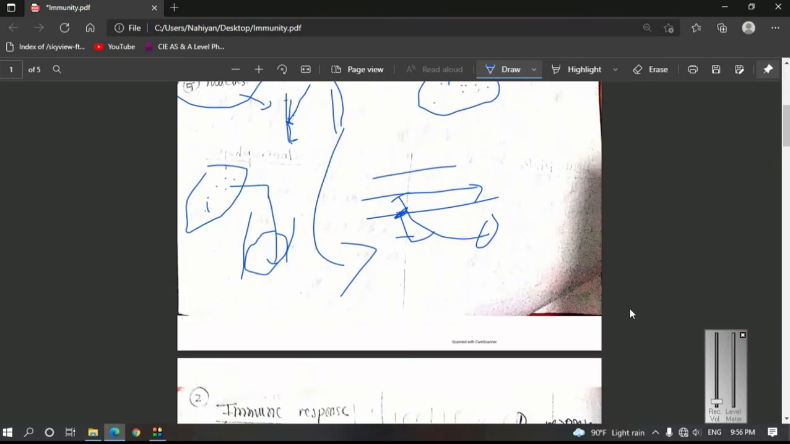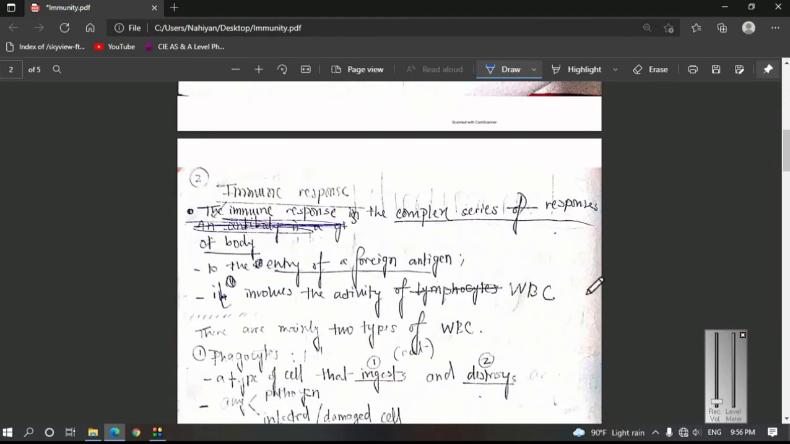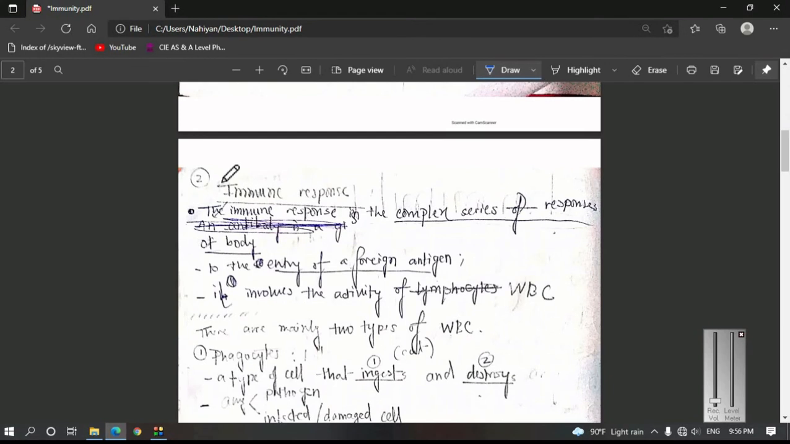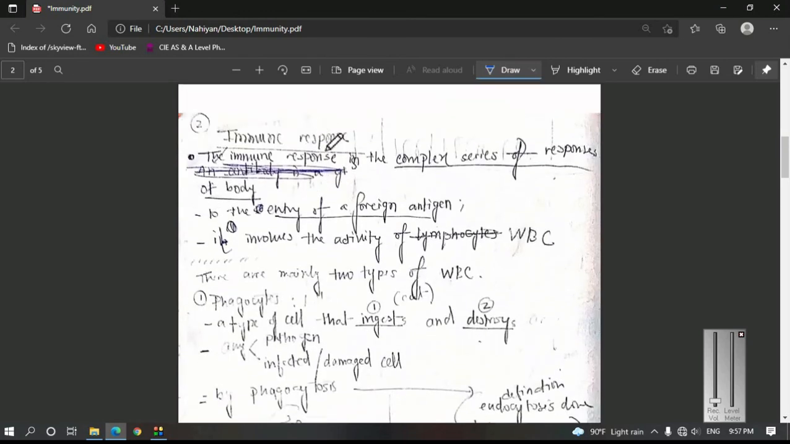Now moving on to a more inner response, which is not actually the physical barriers, but is using the cells to kill the bacteria itself. So that's the immune response. By definition, the immune response is a complex series of responses of the body to the entry of foreign antigens.